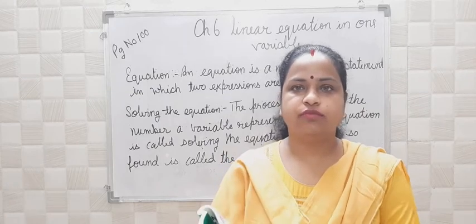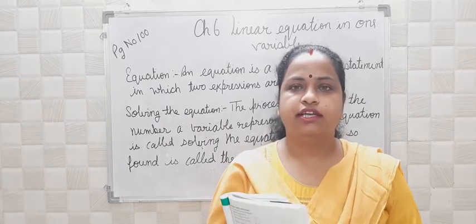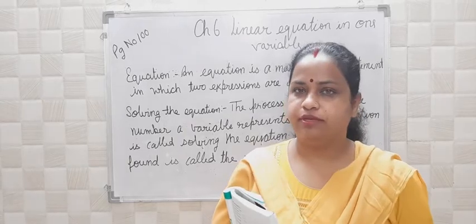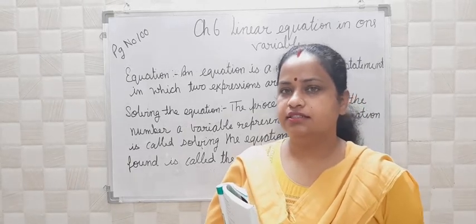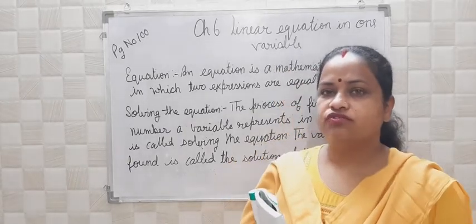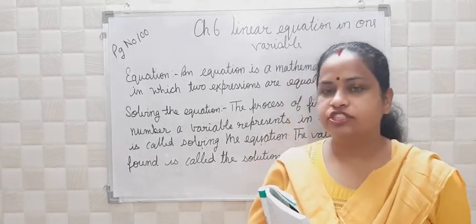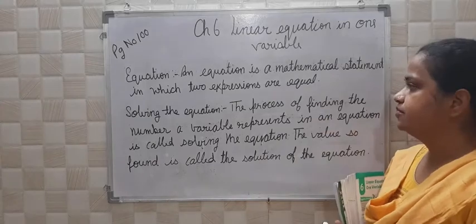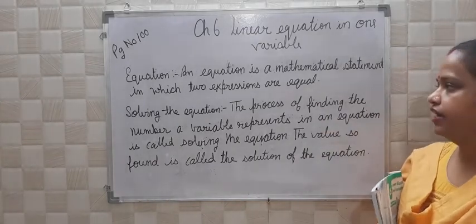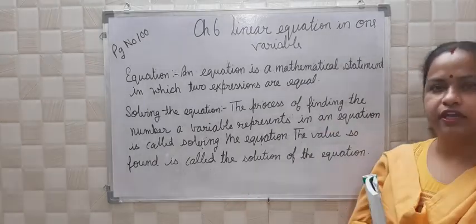Today I am going to start a new chapter, linear equation in one variable. Let's start. First of all, you should know what an equation is. What is an equation? An equation is a mathematical statement in which two expressions are equal.